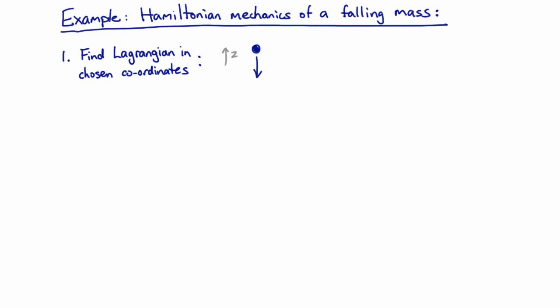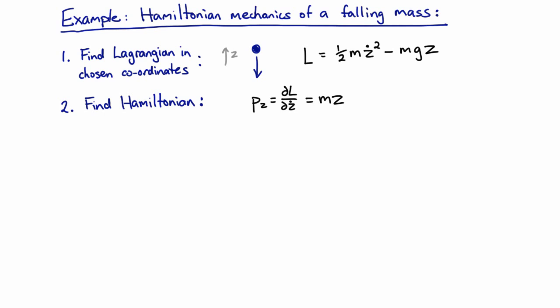Okay. Now my Lagrangian is my kinetic energy, and I'll just do this in one dimension, minus my potential energy. And this is where my choice of sign and choice of coordinate becomes very important. Step 2, find my Hamiltonian. Now for this I'm going to need my momentum. That was easy.